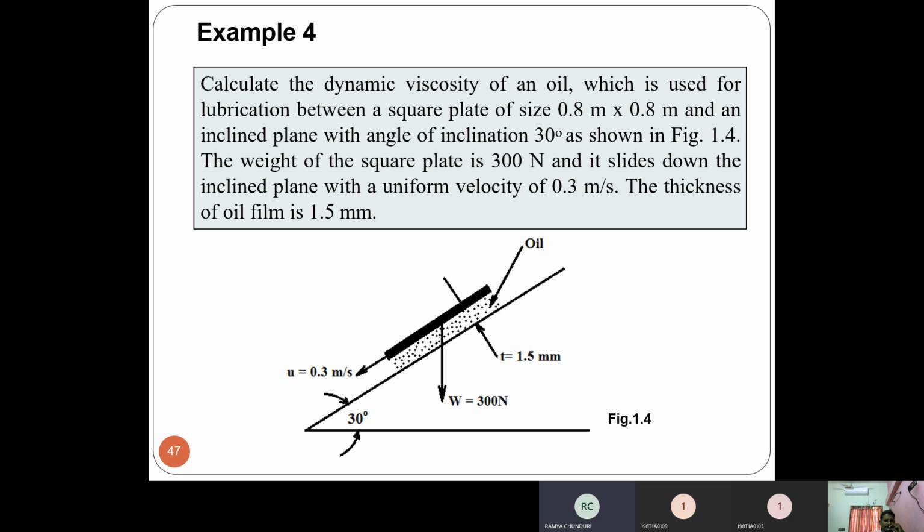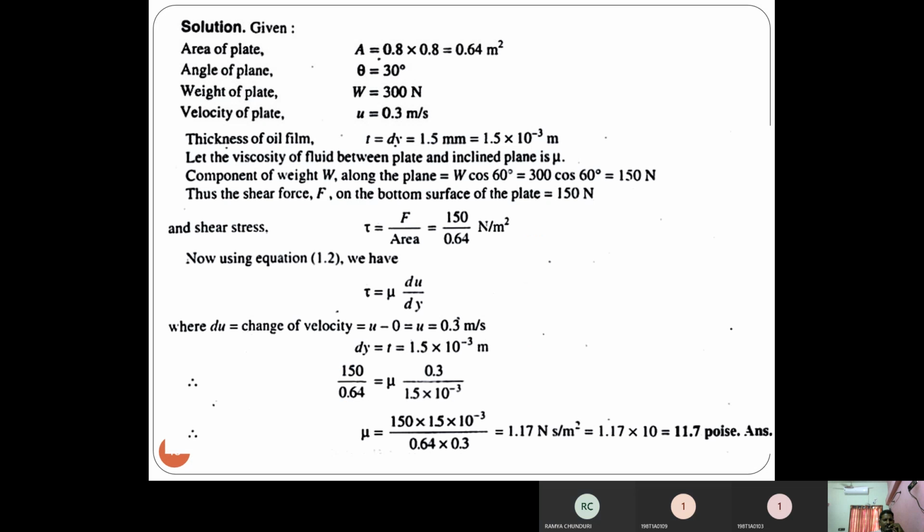See the figure. There is one inclined plane. The angle of inclination is 30 degrees, and one plate is sliding on it with velocity 0.3 meters per second. In between the inclined surface and the given object, there is lubricating oil, and its thickness is 1.5 mm. The weight of that plate is 300 newtons. For this, we have to calculate the dynamic viscosity. Next slide.